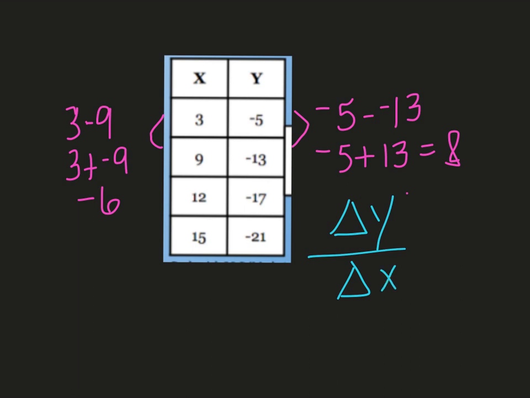So I have my change in y over your change in x. So I have 8 over -6. So let's reduce that. That will be, let's see, 4/3. And since I have a positive and a negative, the slope is going to be -4/3.